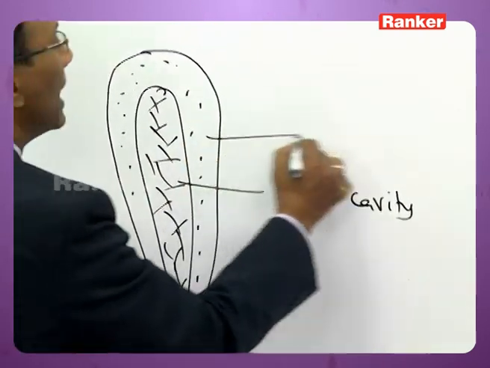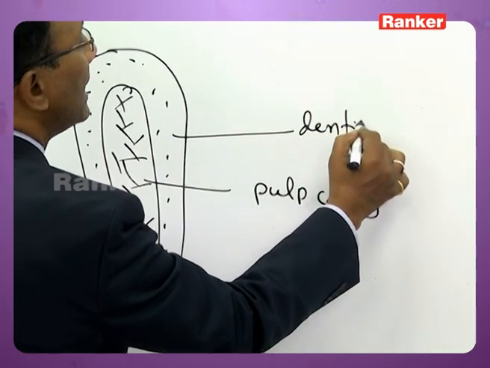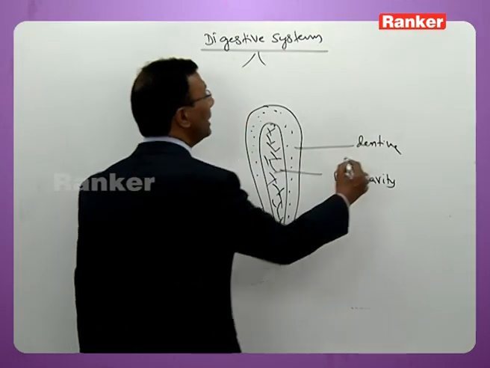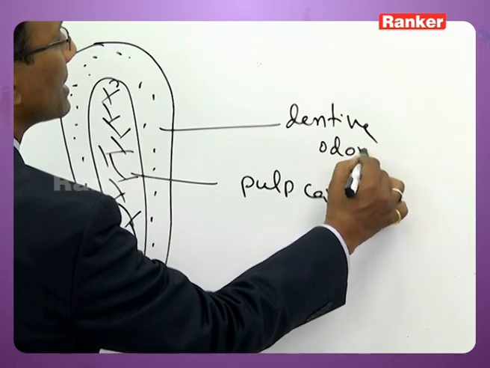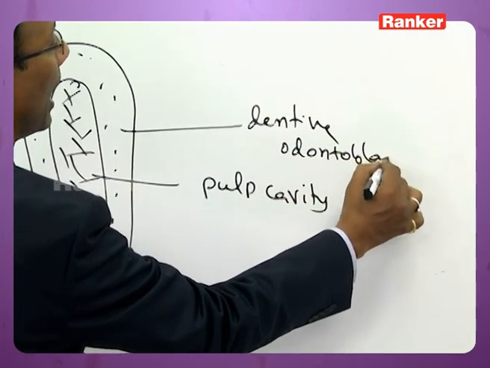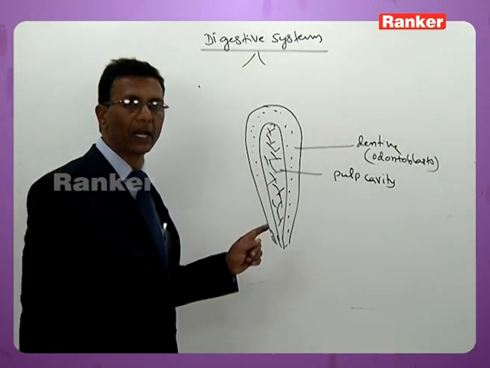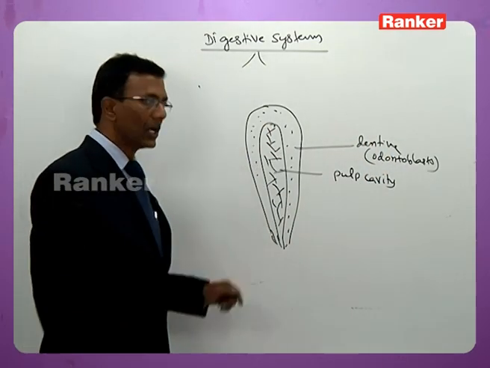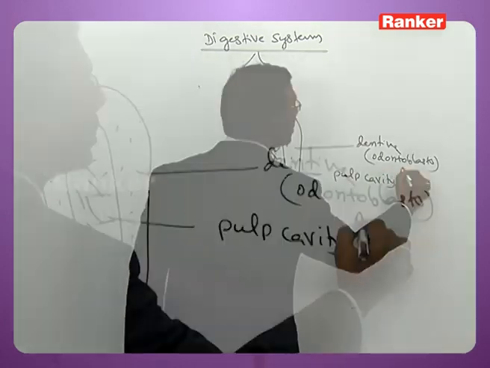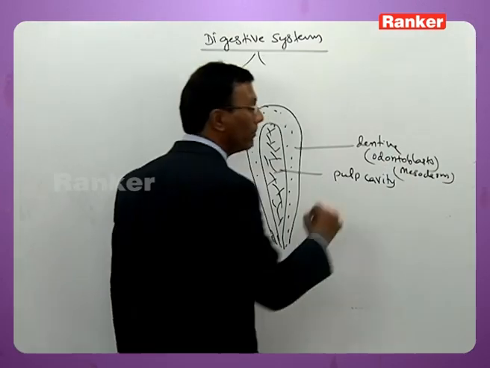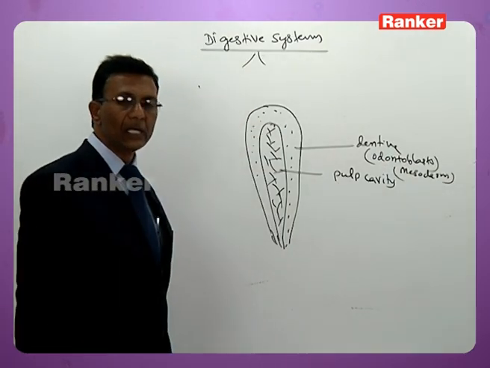What is this known as? Dentine. This dentine forms the bulk of the tooth. Dentine is secreted by odontoblasts. You must remember this point, dear students. Odontoblasts originate from mesoderm. Tooth has a dual origin.